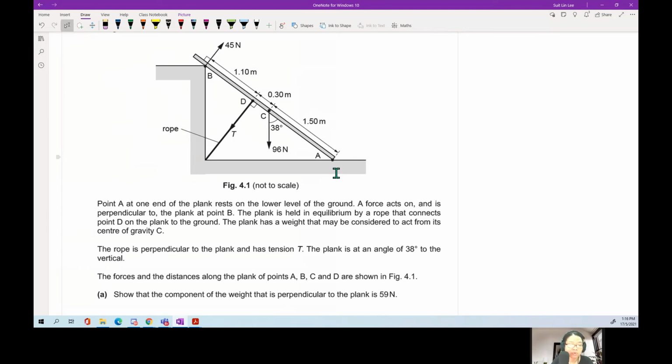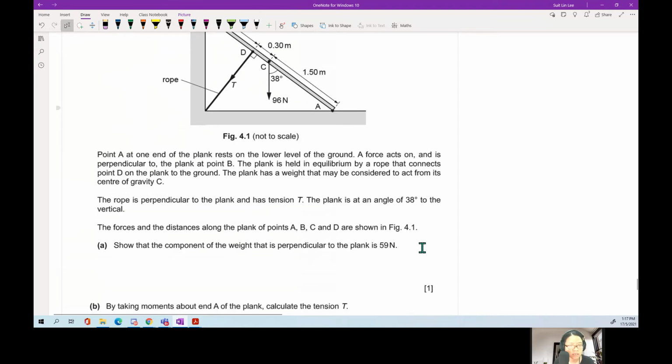The plank is held in equilibrium by a rope that connects point D to the ground. The plank has a weight of 96 Newton that may be considered to act from the middle, which is the center of gravity. If they say center of gravity, means it's the middle. Okay, sure. Rope is perpendicular and has a tension T. Plank is at an angle of 38 degrees to the vertical.